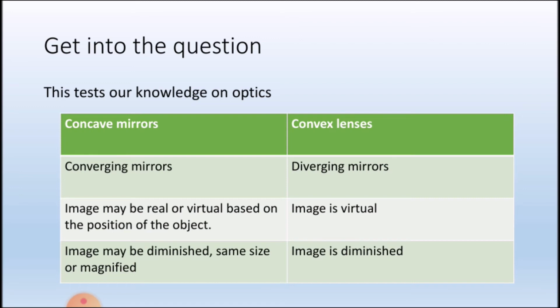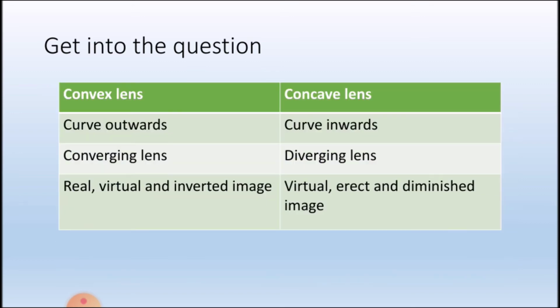In concave mirrors, the image may be real or virtual based on the position of the object, and in convex mirrors, the image is always virtual. In concave mirrors, the image is diminished, the same size or magnified, and in convex mirrors, the image is always diminished, that means really small. The complete opposite is found for the lenses. So this shows the difference between lenses and mirrors.